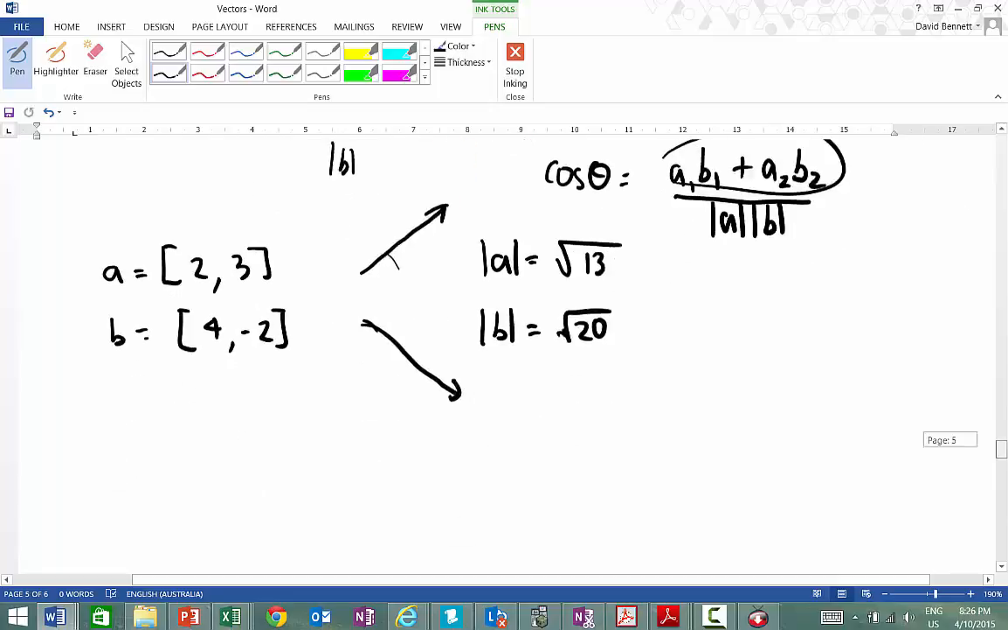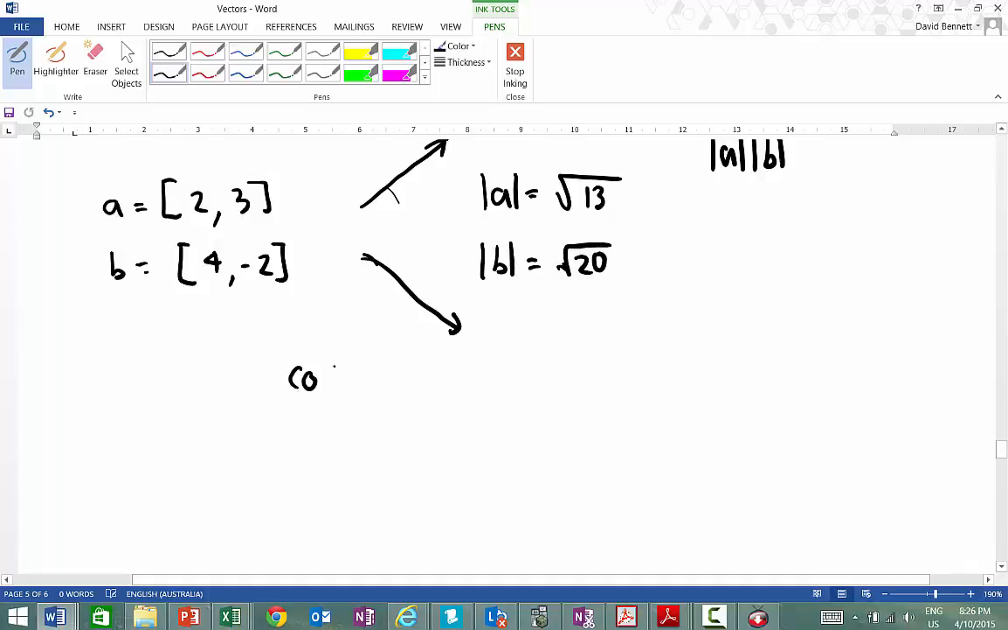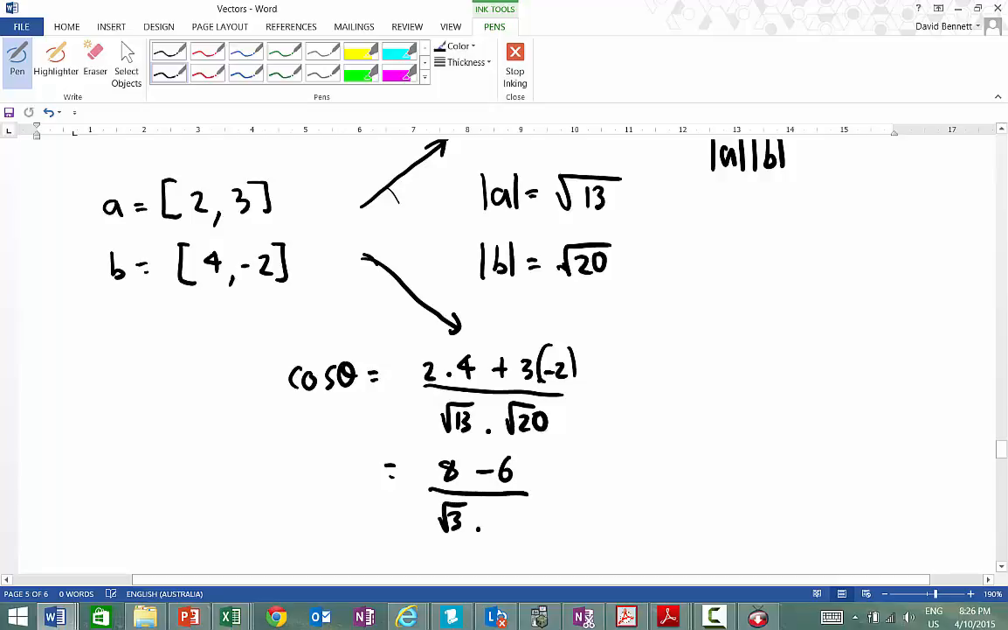And now to do my dot product, to work out my cosine of theta, I simply have to do my dot product, which is going to be simply 2 times by 4 plus 3 times by negative 2. And that's all going to be over root 13 times by root 20, so that's going to work out to be 8 take 6, all over root 13 times by root 20, and so we could say theta is equal to cosine to the minus 1 of all of that.